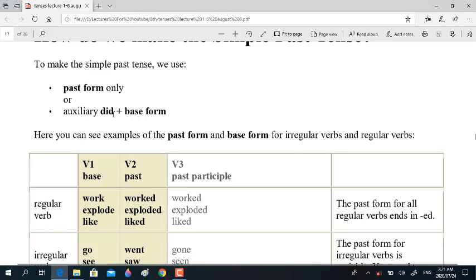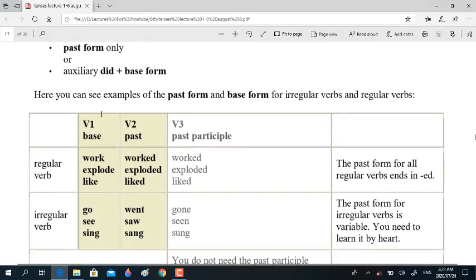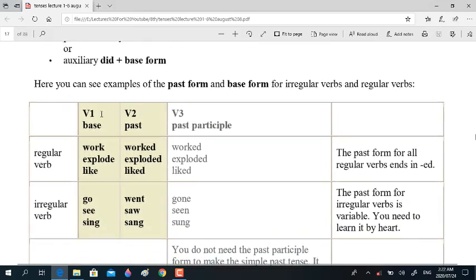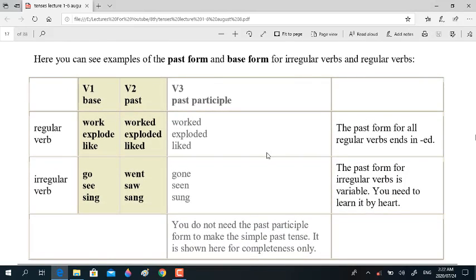When you go for did, you shouldn't write or use the past form, rather you should use the base form, because the past form is compensated by did. Here you can see examples of the past form and base form of irregular verbs and regular verbs.